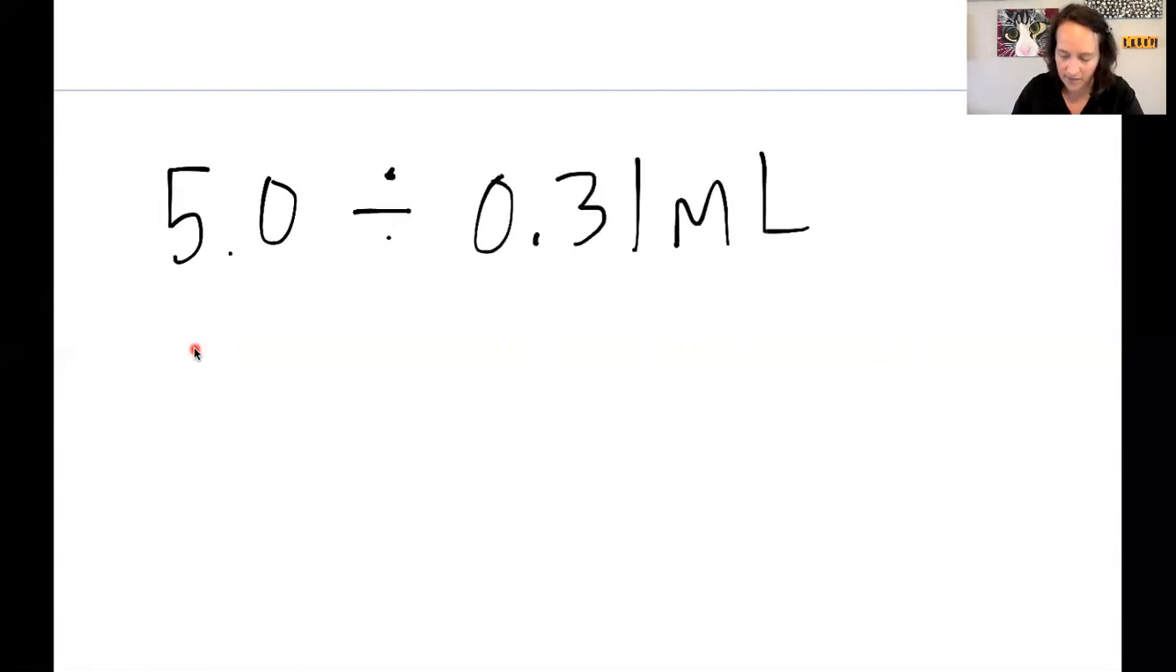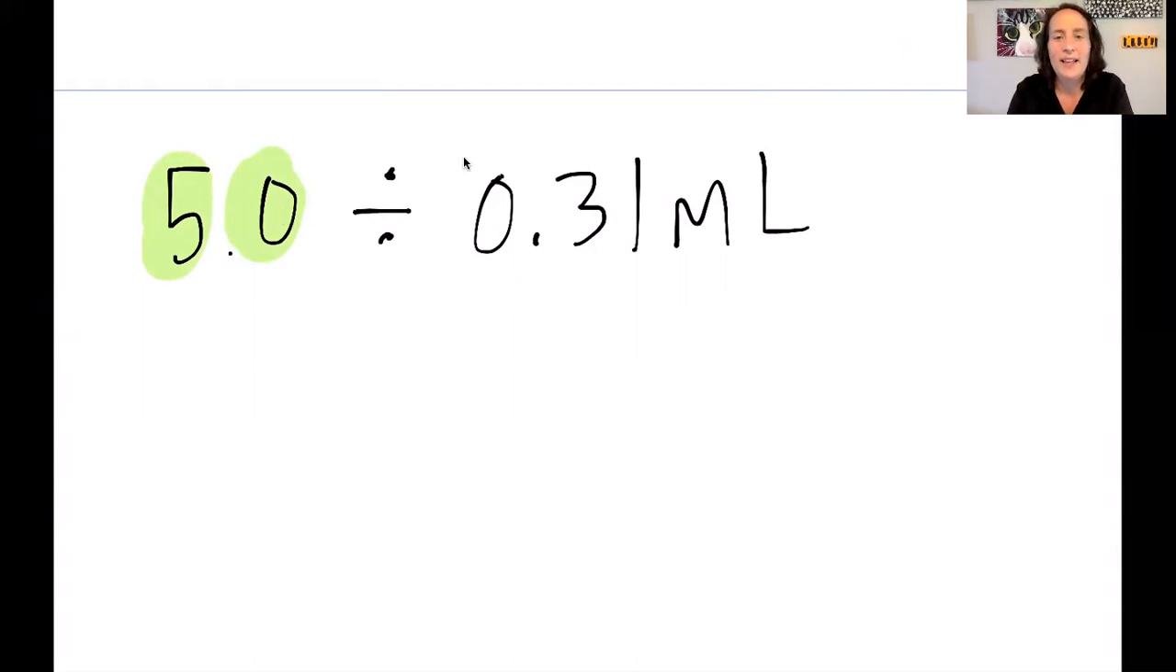0.31 milliliters. Okay, so we just have two numbers here, and we have to remember what the rule is when we divide something. The rule when we divide is least number of significant figures. So we have to determine how many significant figures are in each of these numbers. How many significant figures are in 5.0? Hopefully your answer was 2. This 5 is significant and this 0 is significant because it's a trailing 0 after a decimal place. We are certain that that mass is 5.0.